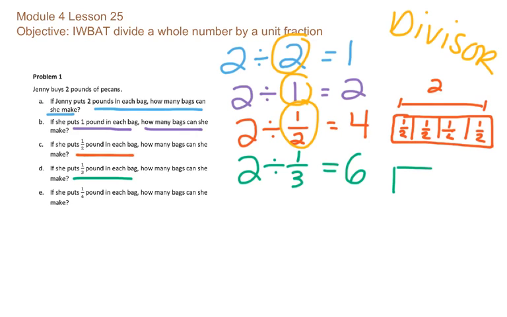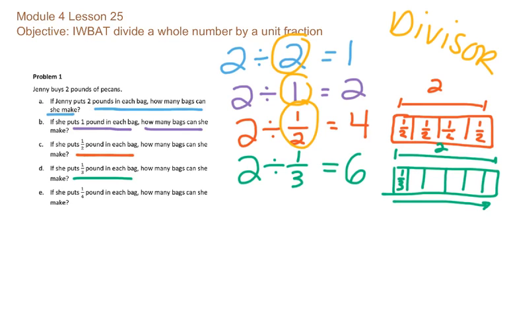And here's what it looks like. I have 2 in all, and I'm dividing into sections of 1/3. So how many of these 1/3 pieces will I be able to make? Well, you'll be able to make 6 of these pieces to fill up the 2 pounds. So that would be 6 bags.